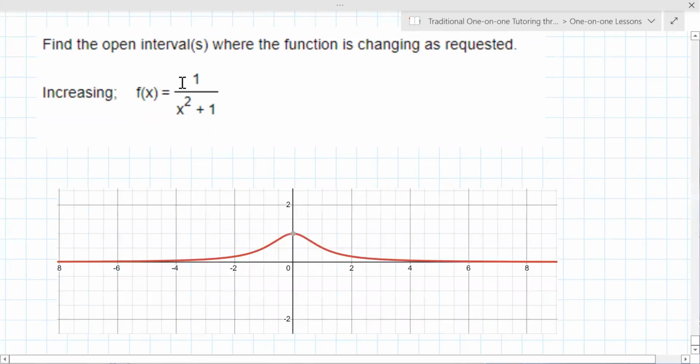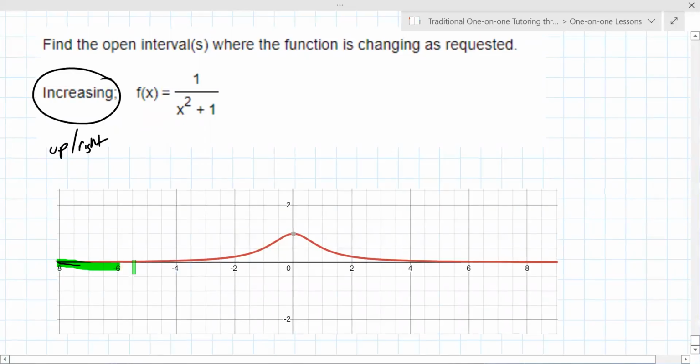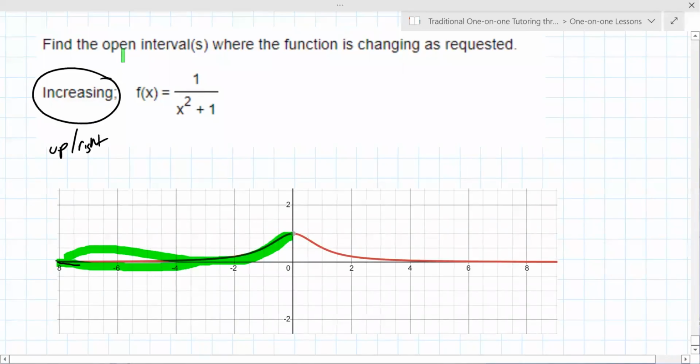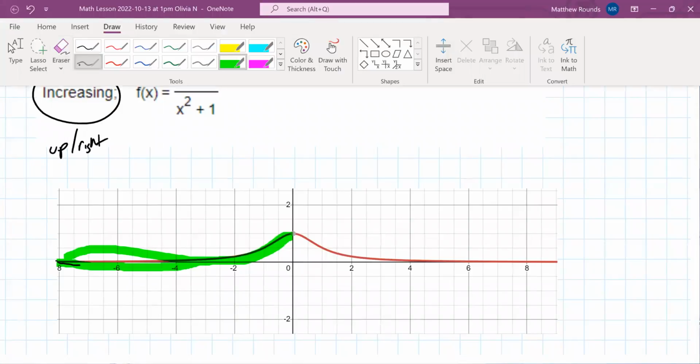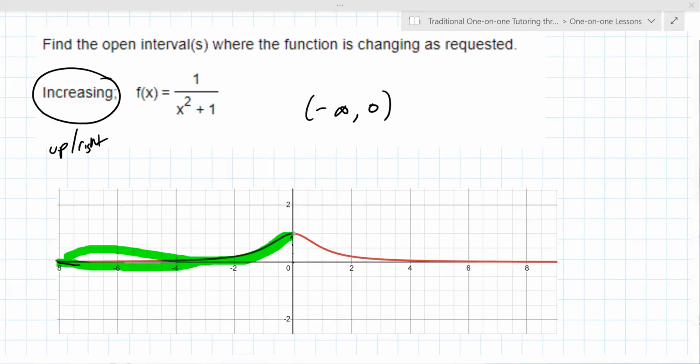Okay, so we want to know where it's increasing. So again, that's where it's going up and to the right. It's always going to the right, but we want to know where it's going up. You can see in this first part here, let me switch to a highlighter. It's going up and to the right, all the way up to this point right here. And we just care about the x values, right? So we just know that it's from -infinity to 0 is where it's increasing. I guess I didn't grab that part, but that looks like it corresponds to C.